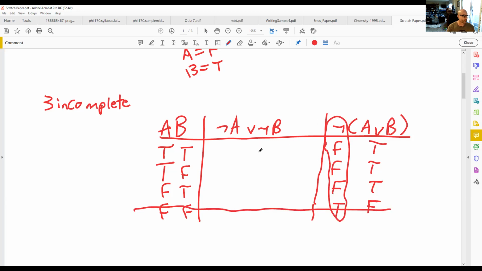Okay, so we go back up here, and we start evaluating this. So false, false. This is false. Okay, so that's not a counterexample. So let's look here. False, true, true. And so there we have our counterexample.